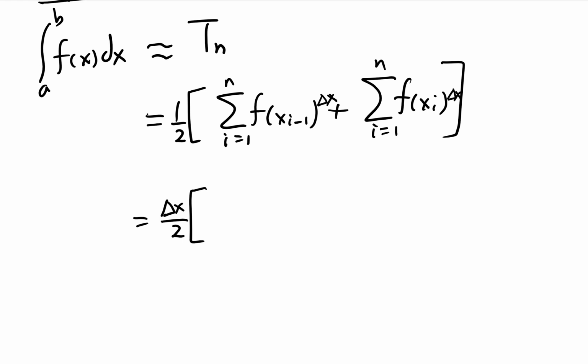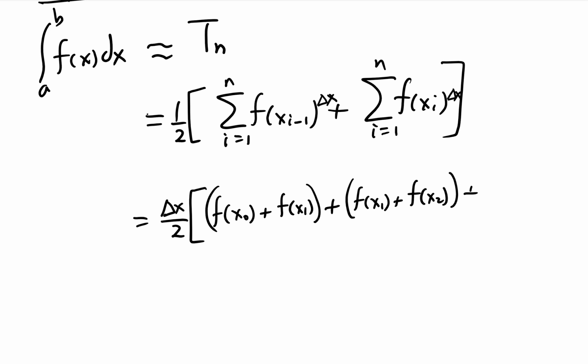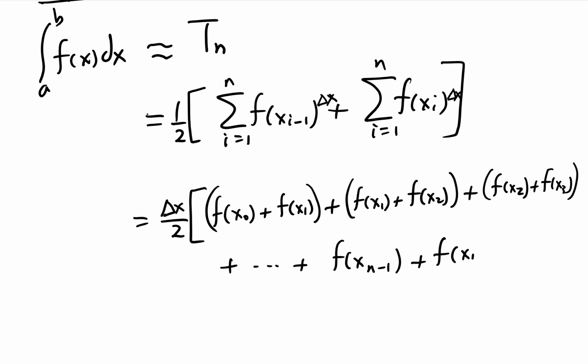When I take i equals 1, I'll get f of x sub 0 plus f of x sub 1. Plus, take i equals 2, you're going to get f of x sub 1 plus f of x sub 2. Take i equals 3, f of x sub 2 plus f of x sub 3. Plus all the way to the last one. If you take i equals n, you're going to get f of x sub n minus 1 plus f of x sub n.